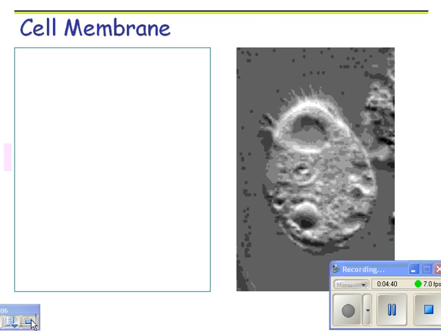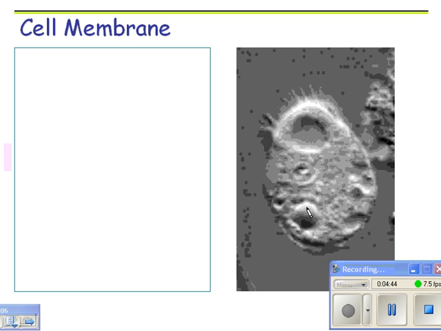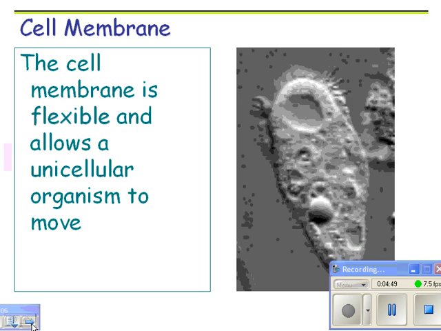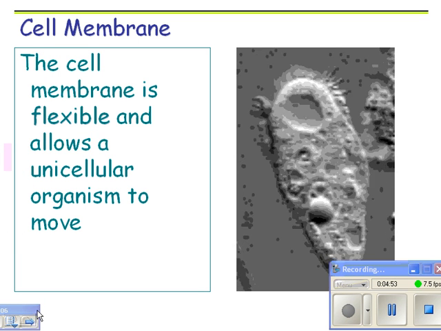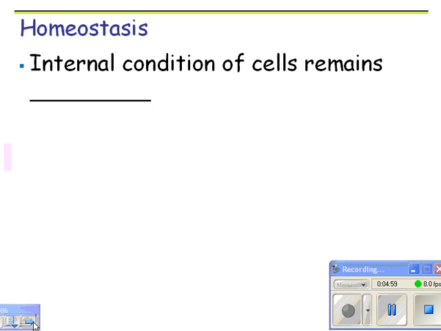Here's just a quick little video that keeps playing the same thing of this single-celled organism, and you can see how flexible the cell membrane is there. So I just think it's a cool one. Anyway, the cell membrane is flexible and allows a unicellular organism to move. Cool, huh? Homeostasis. You remember homeostasis, I think. That means the internal conditions of a cell remain constant.